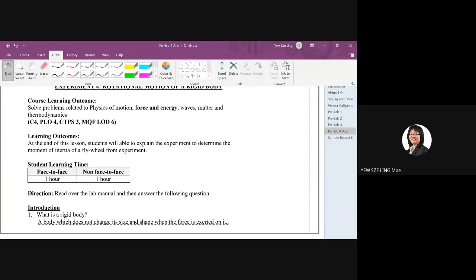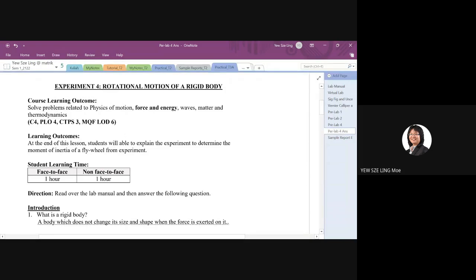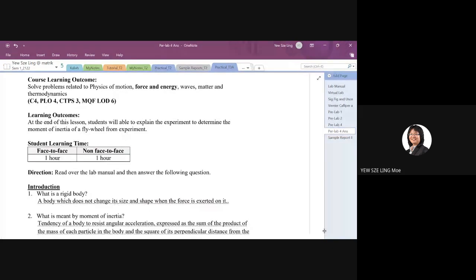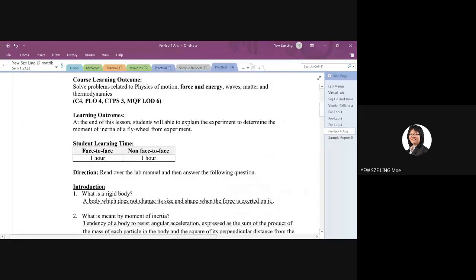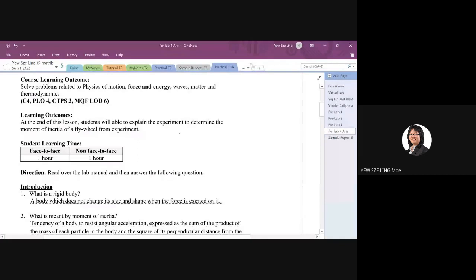Okay, so experiment 4 is rotational motions of a rigid body. It is chapter 8 in your syllabus. Course learning outcome as usual just tells you what you need to know at the end of this semester. Students will be able to explain the experiments to determine the moments of inertia of a flywheel from the experiment.